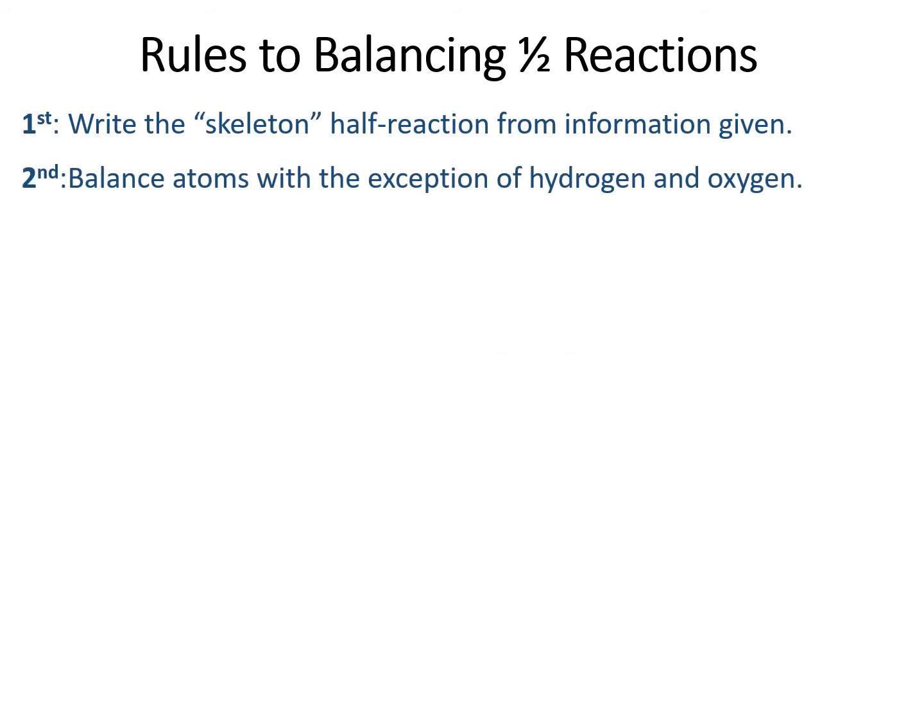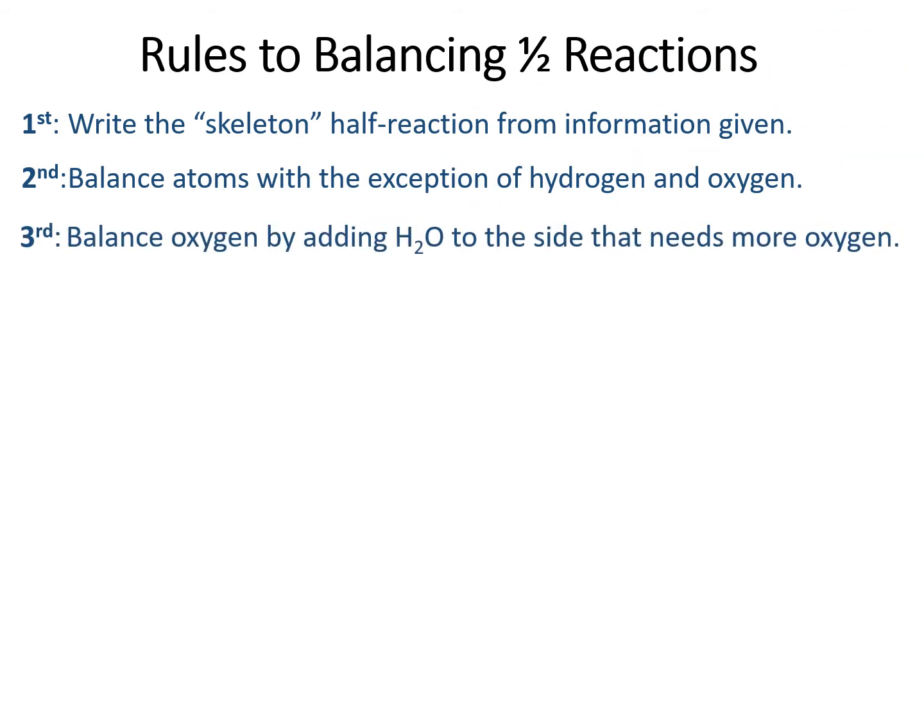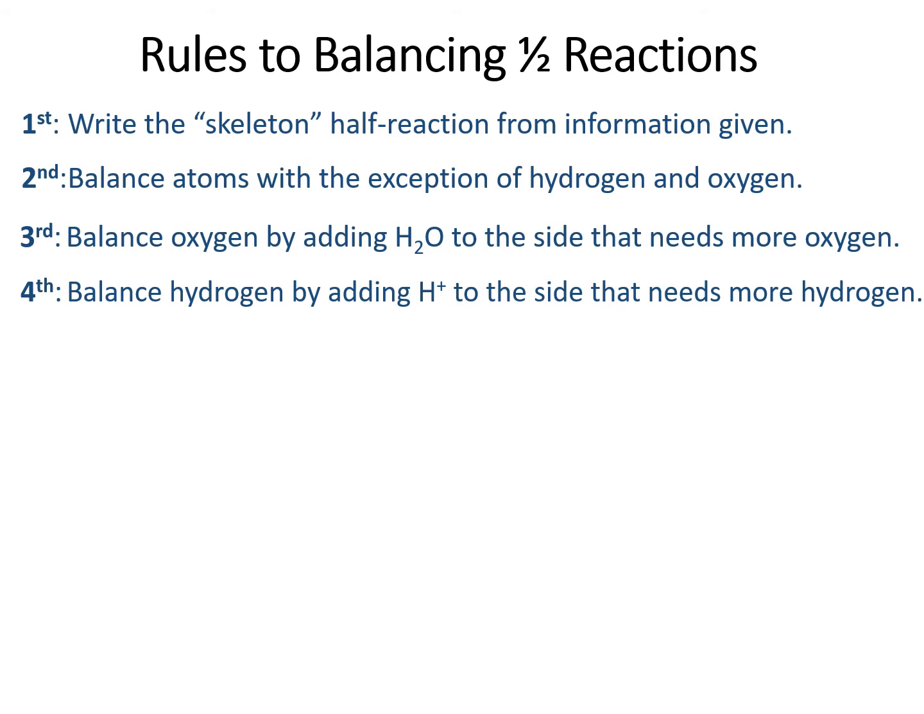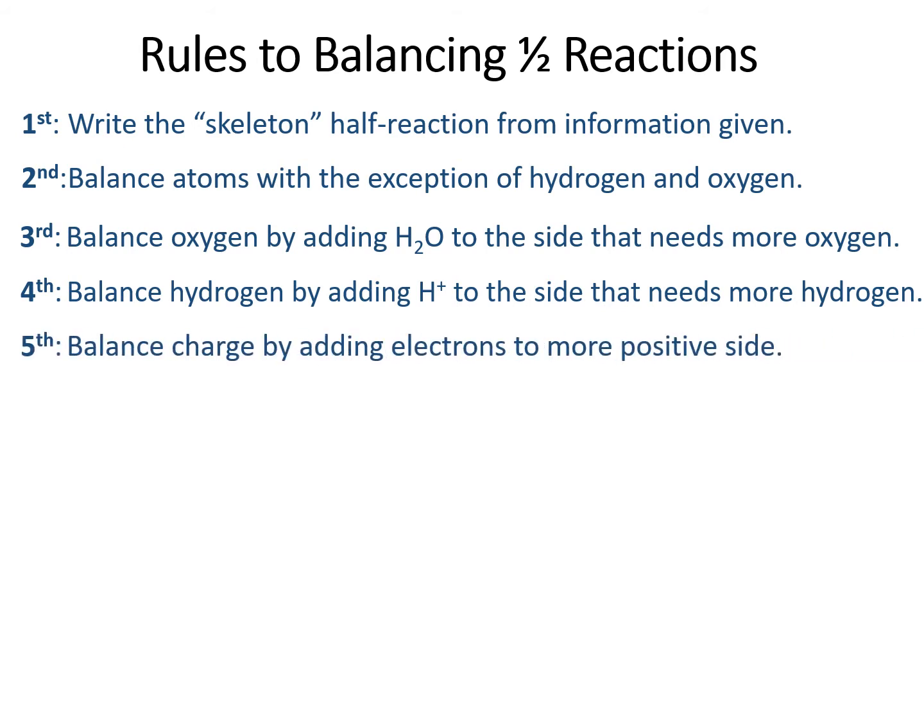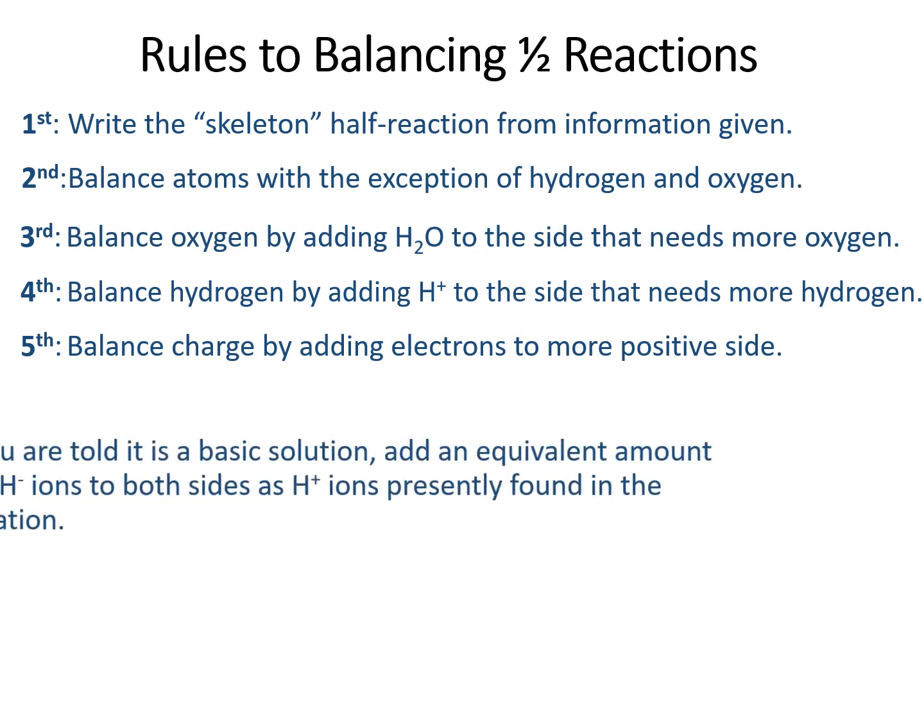Rule number 2. Balance atoms with the exception of hydrogen and oxygen. Rule number 3. Balance oxygen by adding H2O to the side that needs more oxygen. Rule number 4. Balance hydrogen by adding H plus to the side that needs more hydrogen. Rule number 5. Balance charge by adding electrons to the more positive side. You would stop there if it says acidic or nothing at all. But if it says basic, you will continue on to rule number 6.